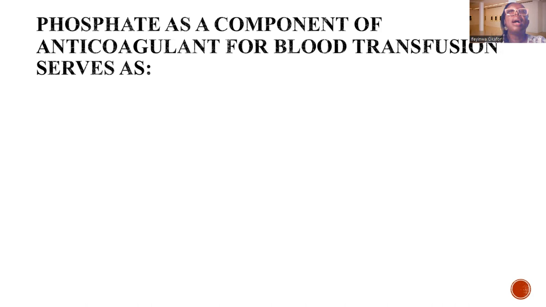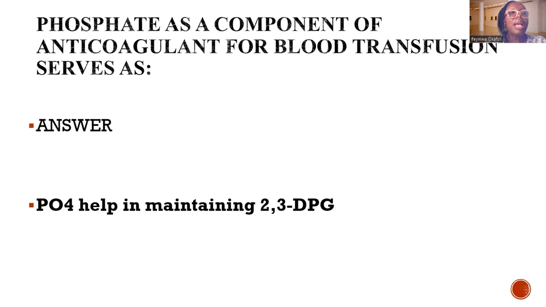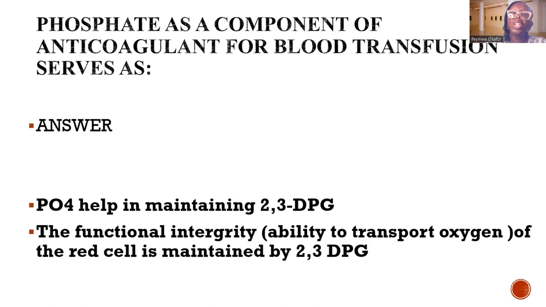Phosphate, as a component of anticoagulants for blood transfusion, serves as what? Phosphate helps in maintaining 2,3-diphosphoglycerate level. Functional integrity, which is the ability of the red blood cell to transport oxygen, is maintained by 2,3-DPG. And phosphate helps in maintaining the 2,3-DPG level in the stored blood.